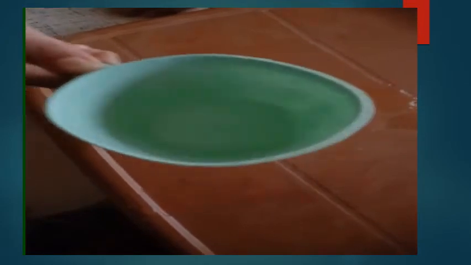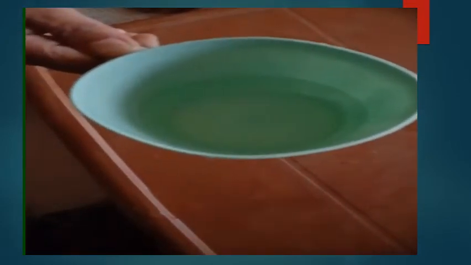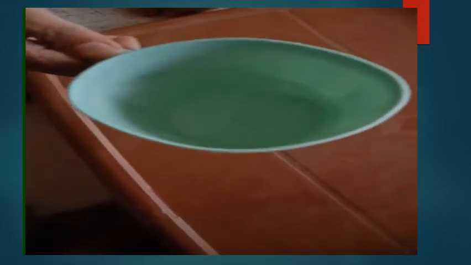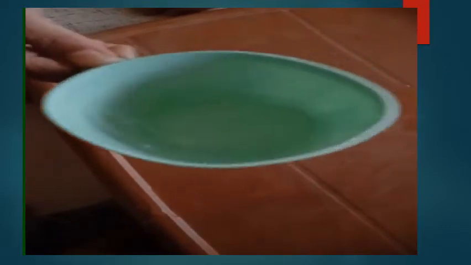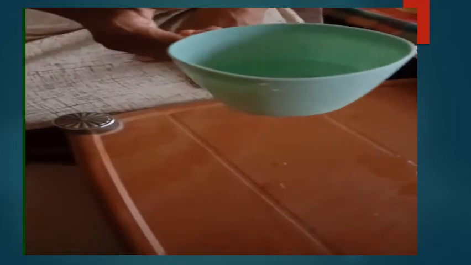Now this is just the movement, okay? That is, when the force is applied, the movement of the water takes place. Is this very clear? Okay. Now let's go to the next experiment.